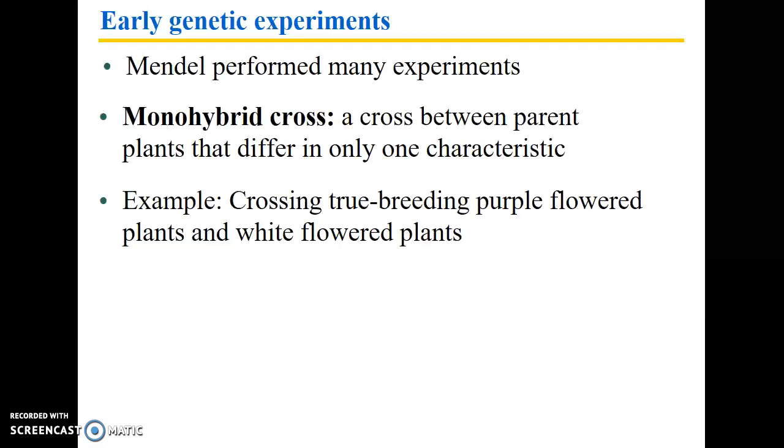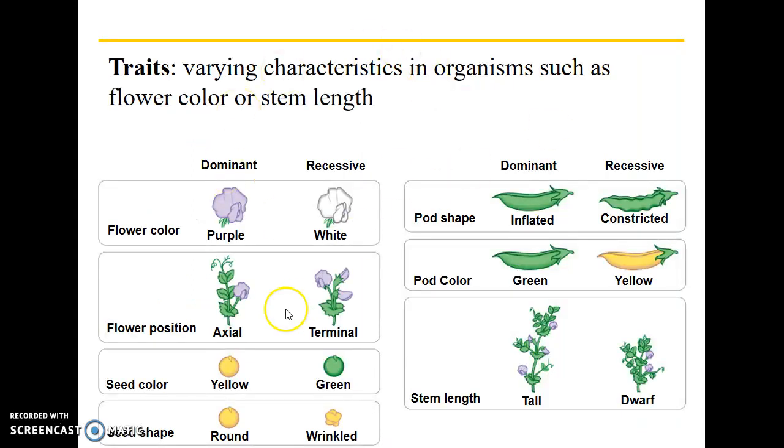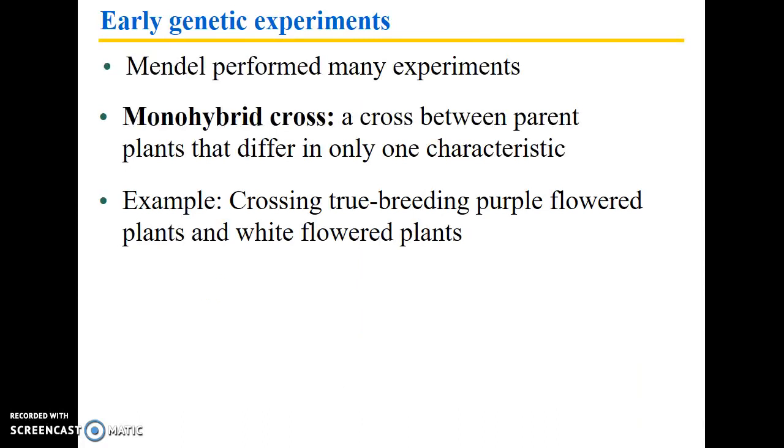So Mendel performed many experiments. Most of these were monohybrid crosses, and this is just a cross between parent plants that differ in just one characteristic. So, for example, a monohybrid cross could be a cross between pea plants with axial flowers and a pea plant with terminal flowers. But all of these other characteristics would be the same. It could be a cross like we just saw between purple flowered plants and white flowered plants, but all of these other characteristics would be the same. That would be a monohybrid cross.